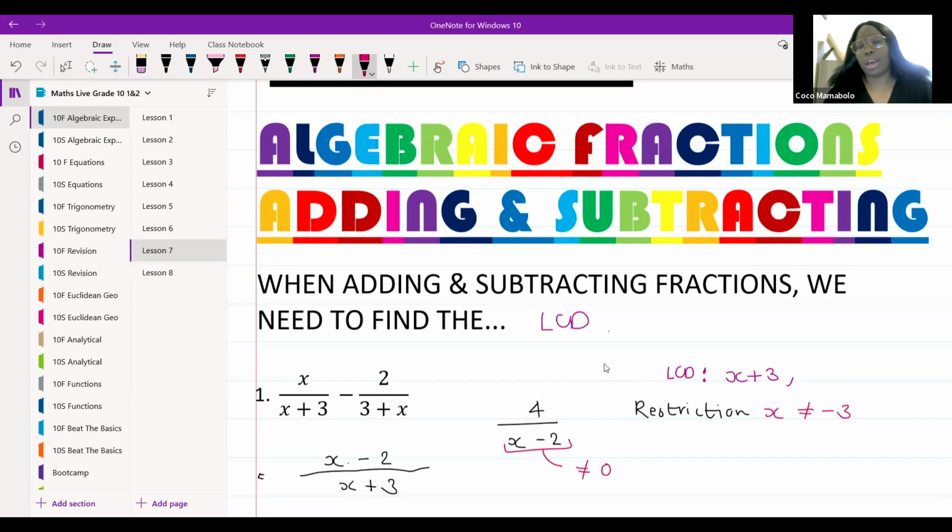Guys, do you want to help out in the chat? Put your answer in the chat. Think about it. Which number can I replace here? Something minus 2 equals 0. What is that something? Check in the chat. Palisa's giving you the right answer. And Mandisa. It's +2. Correct, because +2 minus 2 is going to give us 0.